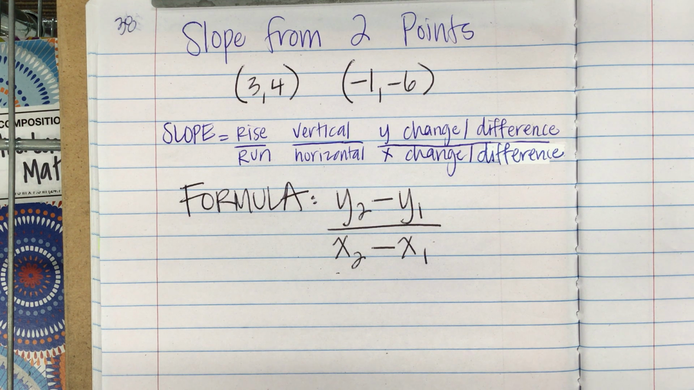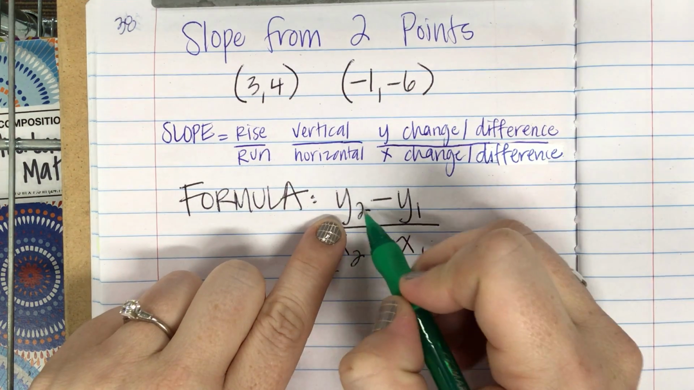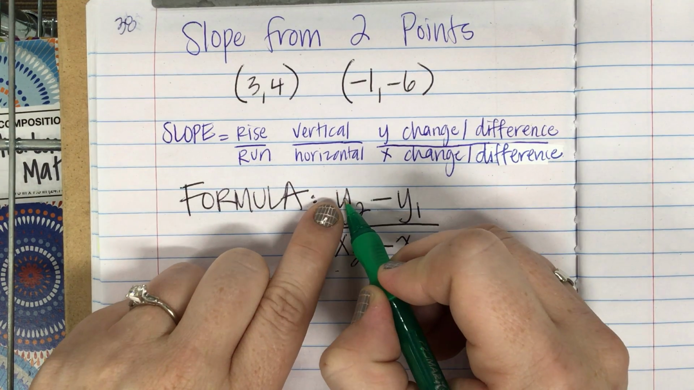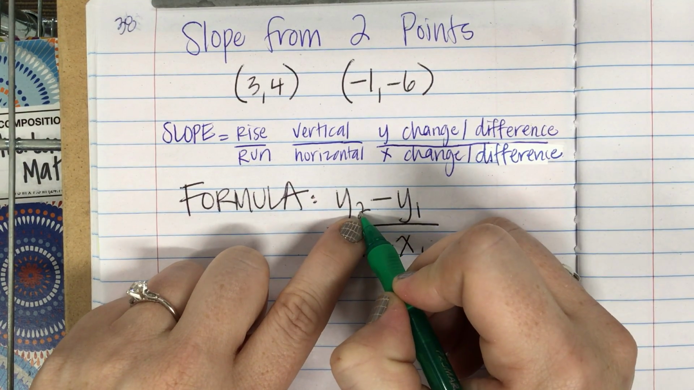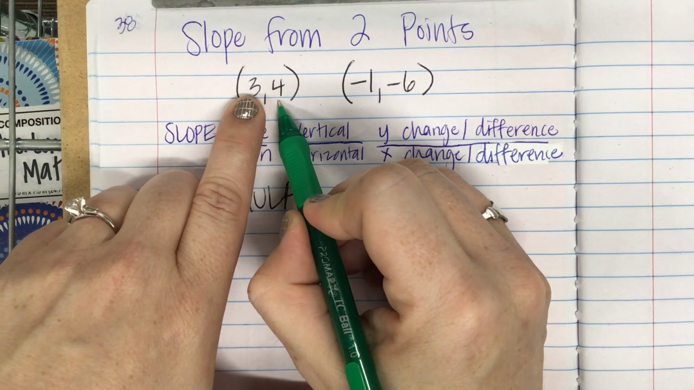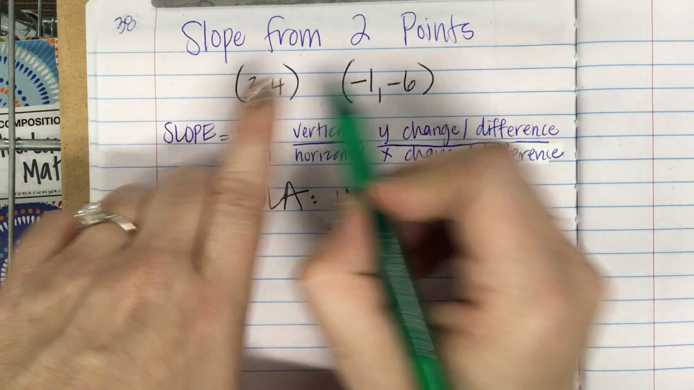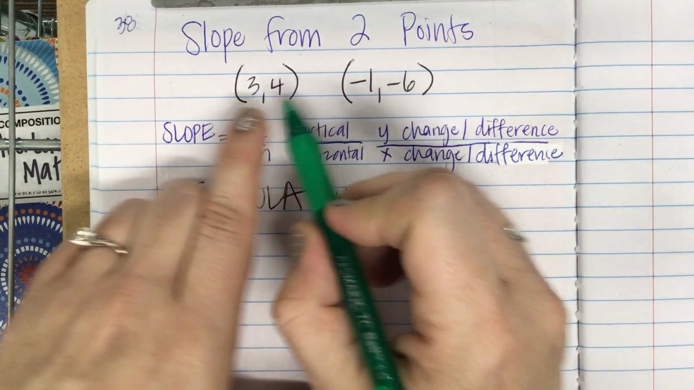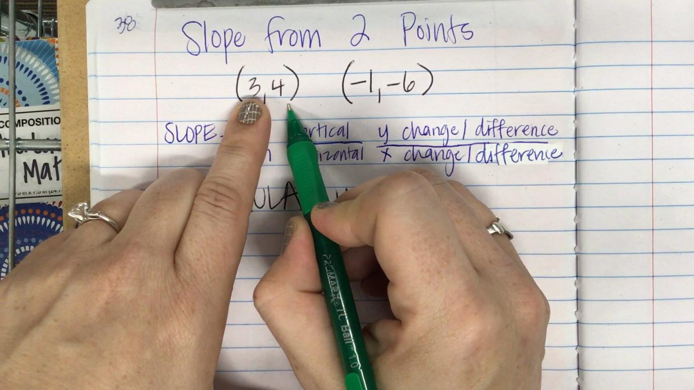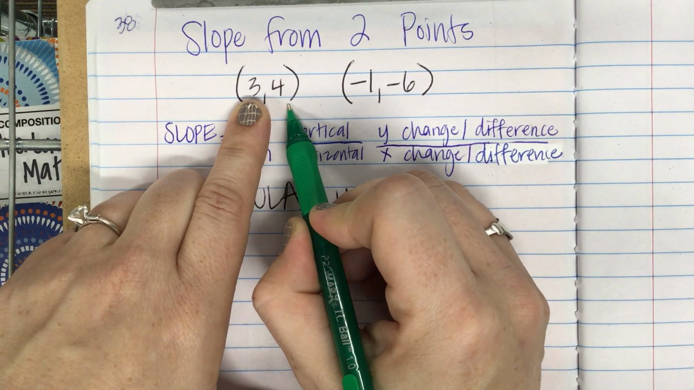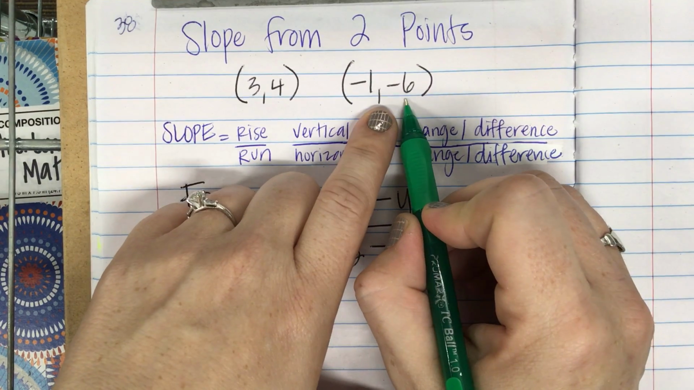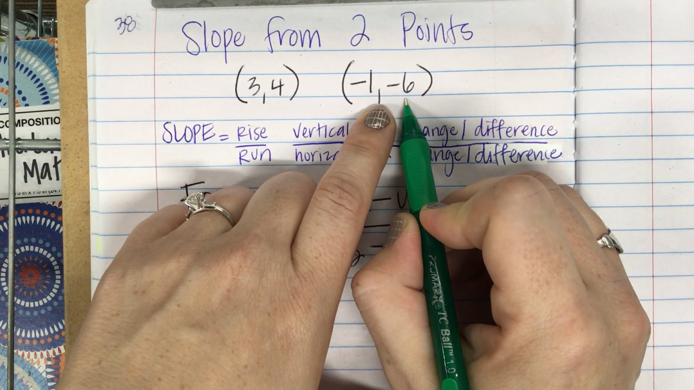And I'm going to color code this because it can be a little sloppy looking the first time we do it. So y2 means the y from the second ordered pair. Well, guys, this is my first ordered pair. And this is my second ordered pair. Do you know why this one's the first ordered pair? Because it's written first. Do you know why this one's the second ordered pair? Because it's written second.